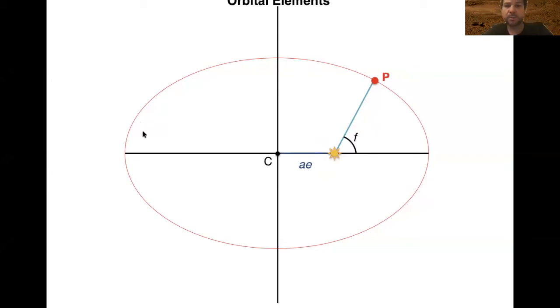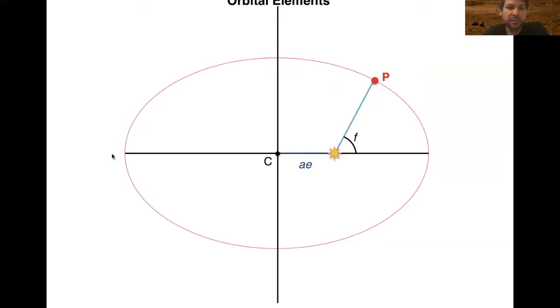Now finally, to complete this module, let's talk about orbital elements. For two-dimensional elliptical orbits, the geometry of the orbit is specified by the semi-major axis and the eccentricity. So the semi-major axis is the line from C, from the center of the orbit, to either perihelion or aphelion along the line of apsides, and the eccentricity is the distance between the center of the orbit and the sun in units of the semi-major axis.